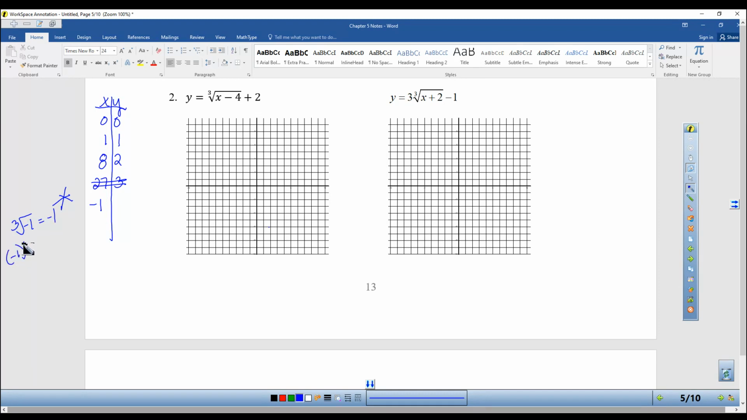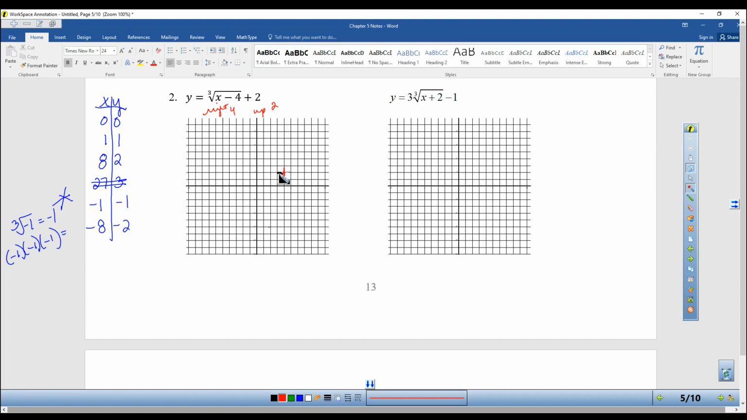Because remember what a cube root means. It means what root can be multiplied by itself 3 times to make that number. So the cube root of negative 1 is negative 1, and the cube root of negative 8 is negative 2. So you have a few more numbers to memorize, but they're really just the opposites. So on this one, I'm going to move to the right 4 and up 2. 1, 2, 3, 4, up 2. That is going to be my new origin.